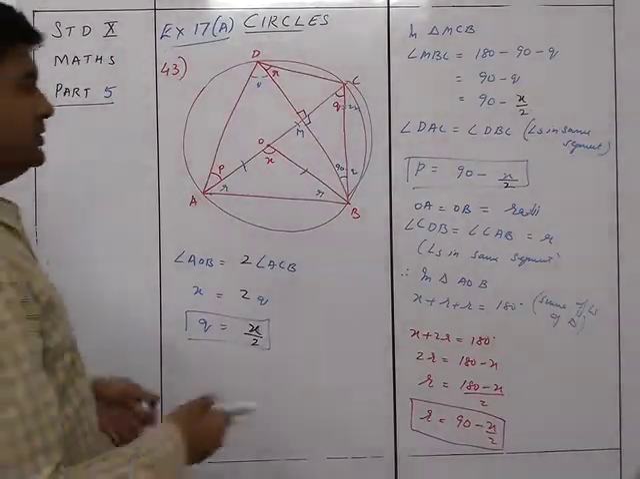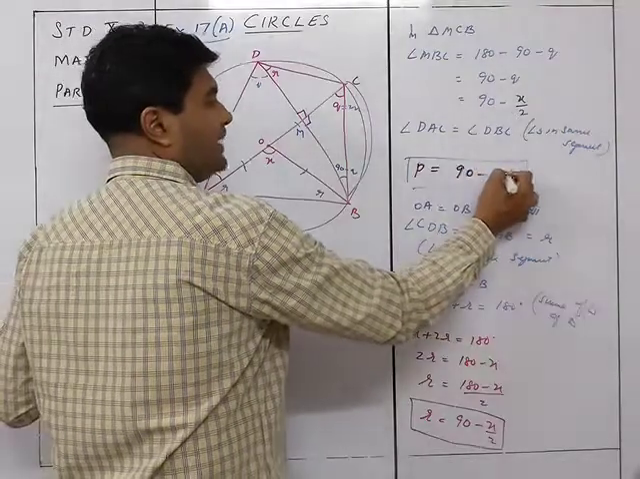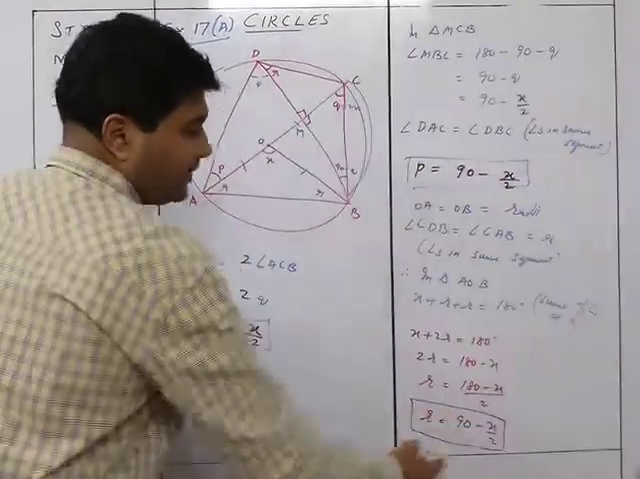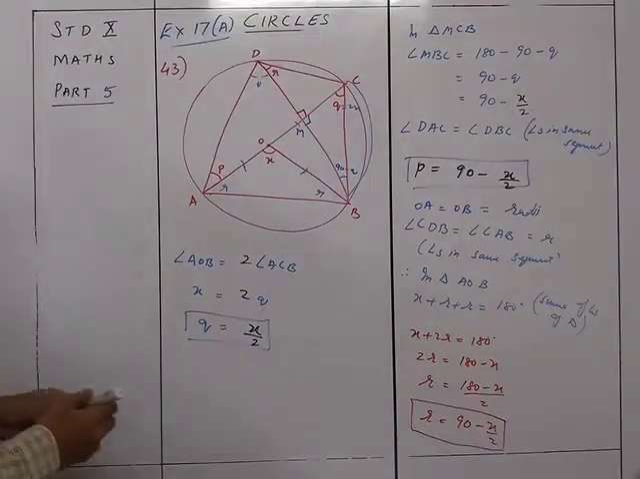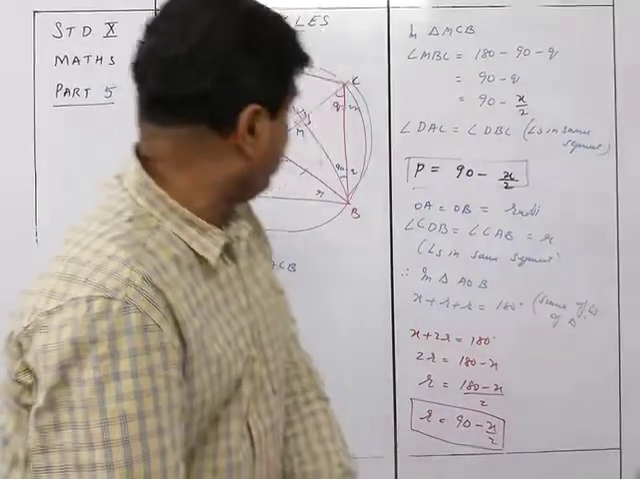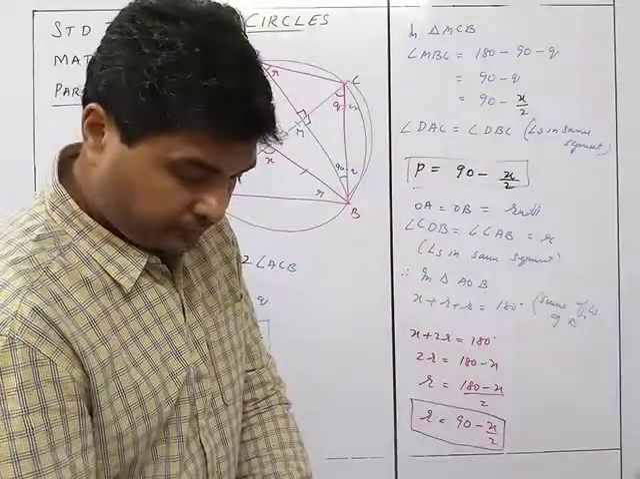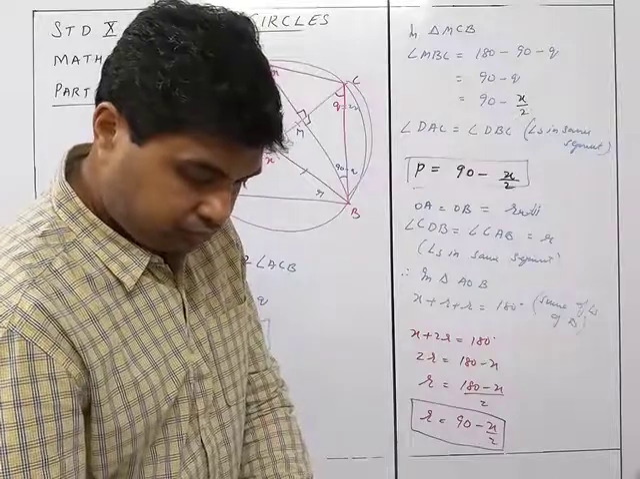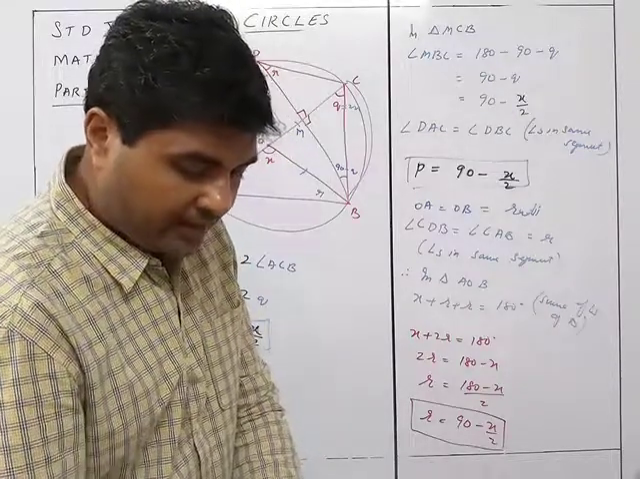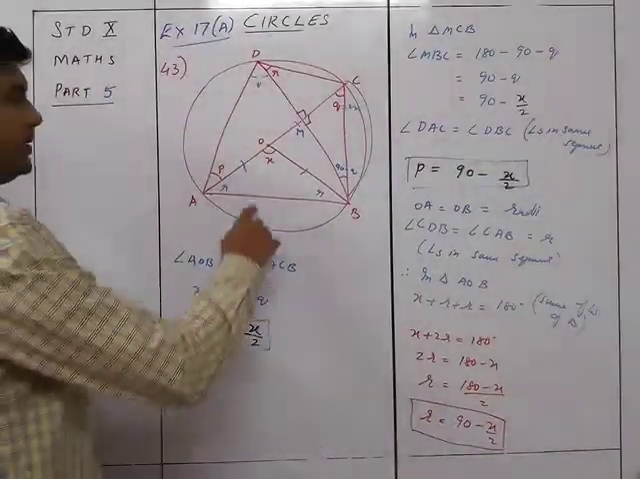So yeah, the P is 90 minus x upon 2. R is 90 minus x upon 2. And Q is x upon 2. Okay, I'll just check the answer so that there is no confusion. This is sum number 23. 90 minus x upon 2, and 90 minus x upon 2. Yes. Okay.